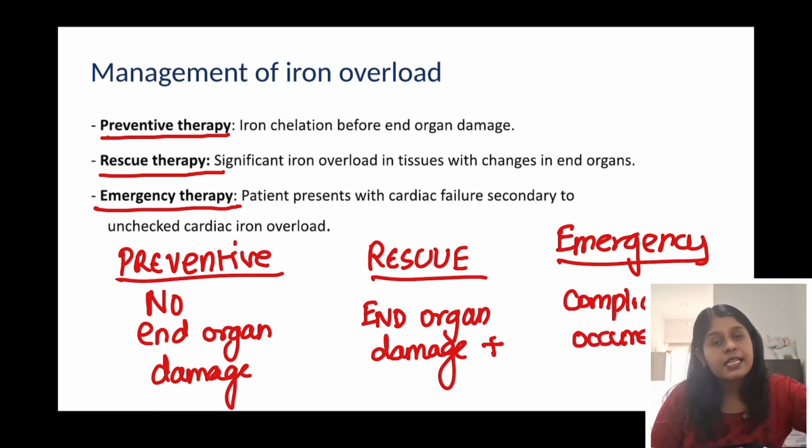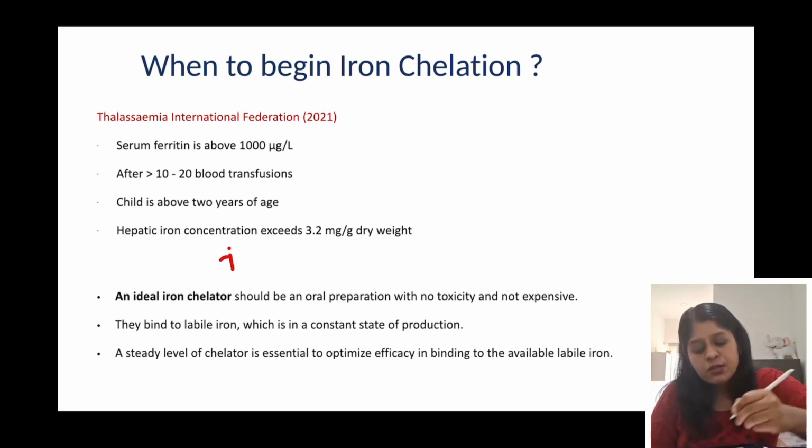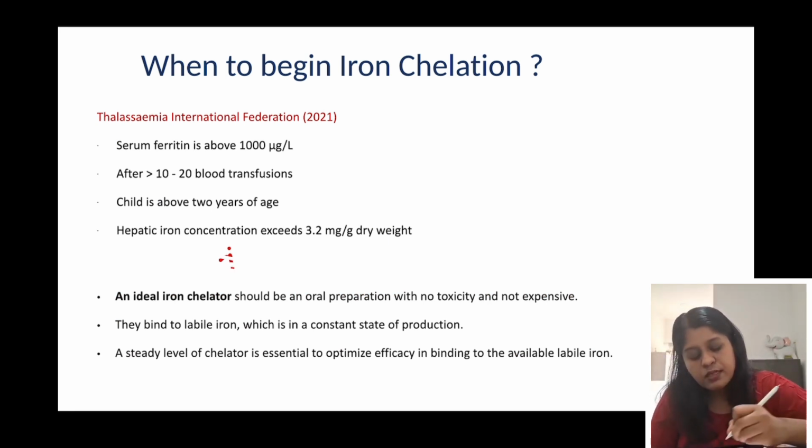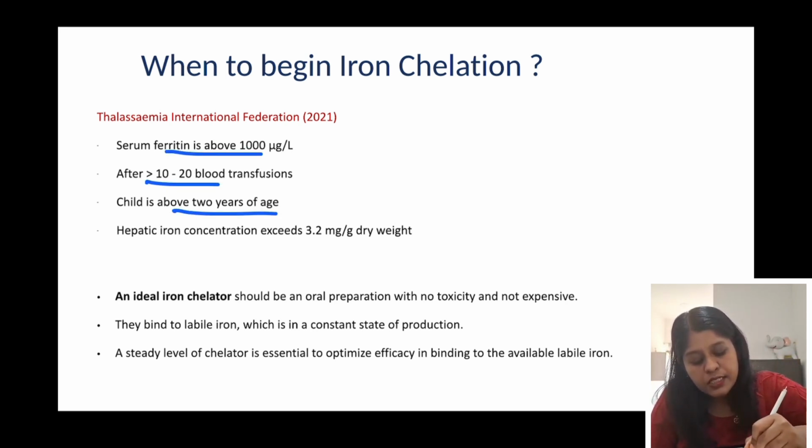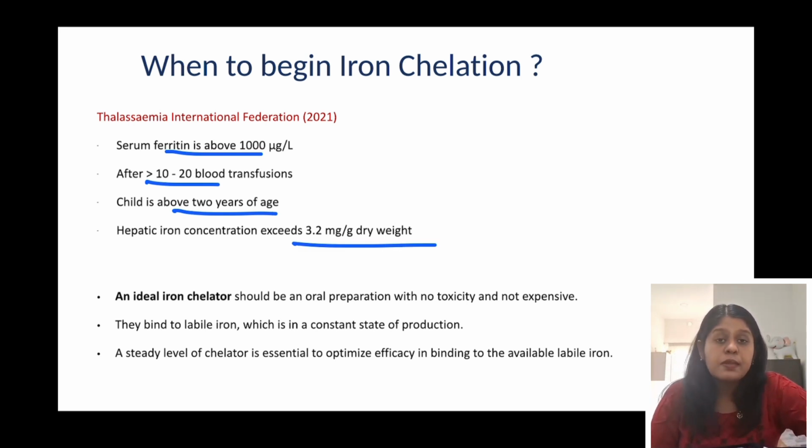So when to begin the iron chelation? When will you begin? If the serum ferritin is more than 1000, after 10 to 20 blood transfusions, the child should be above 2 years of age, and hepatic iron concentration should exceed 3.2 milligram per gram of dry weight.